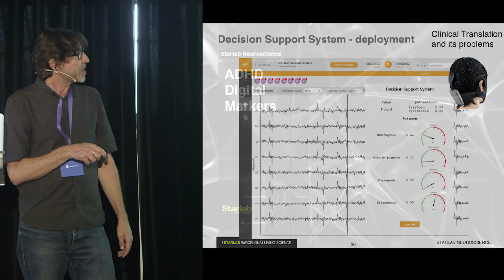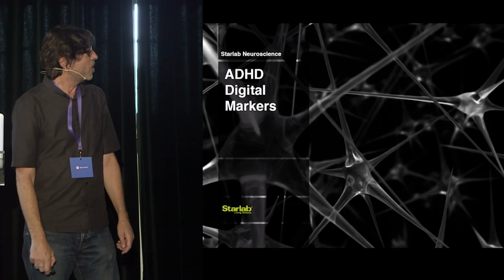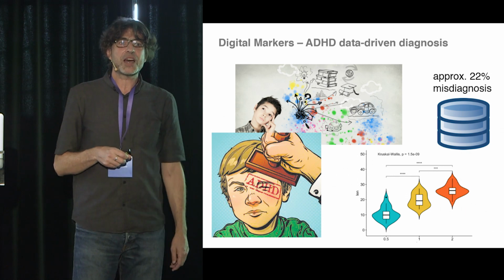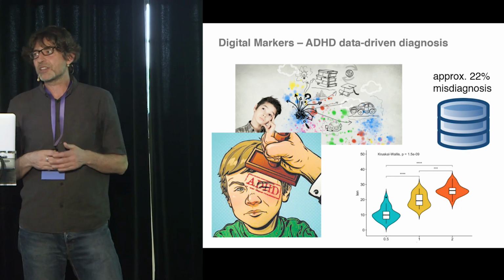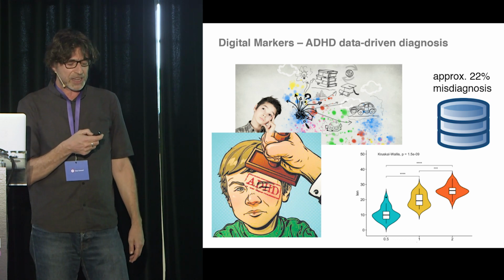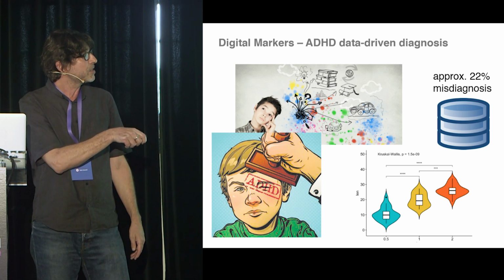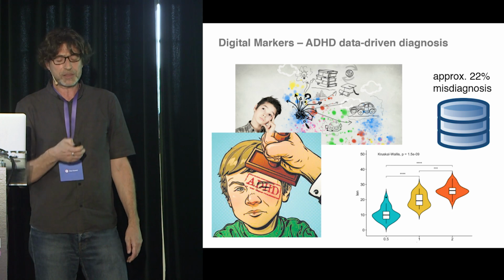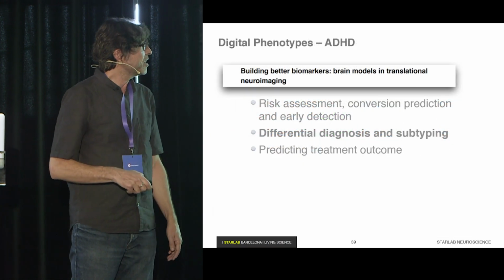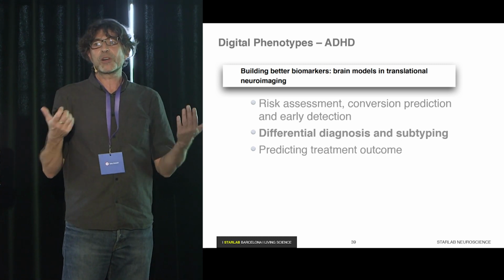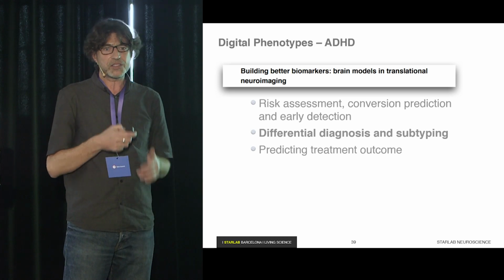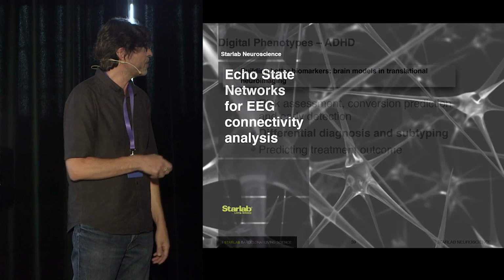I'm going to present you very briefly our work on ADHD. As you may know, ADHD is a disease, mostly pediatric, although there are also adults suffering from ADHD, that has a very large misdiagnosis rate of 22%. So basically what we are trying to provide is a diagnosis, based on data, for knowing if these children or these adults are suffering from ADHD.